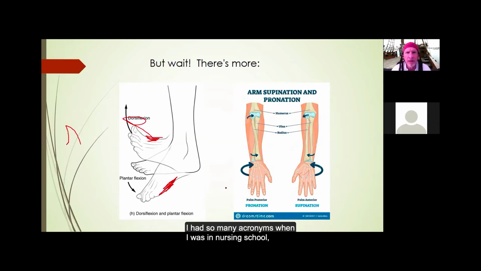I had so many acronyms when I was in nursing school, I felt like alphabet soup. Pronation is when you move your hand palm down, and supination is when you move it out this way. Probably won't run into that a whole lot, but kind of good to know.